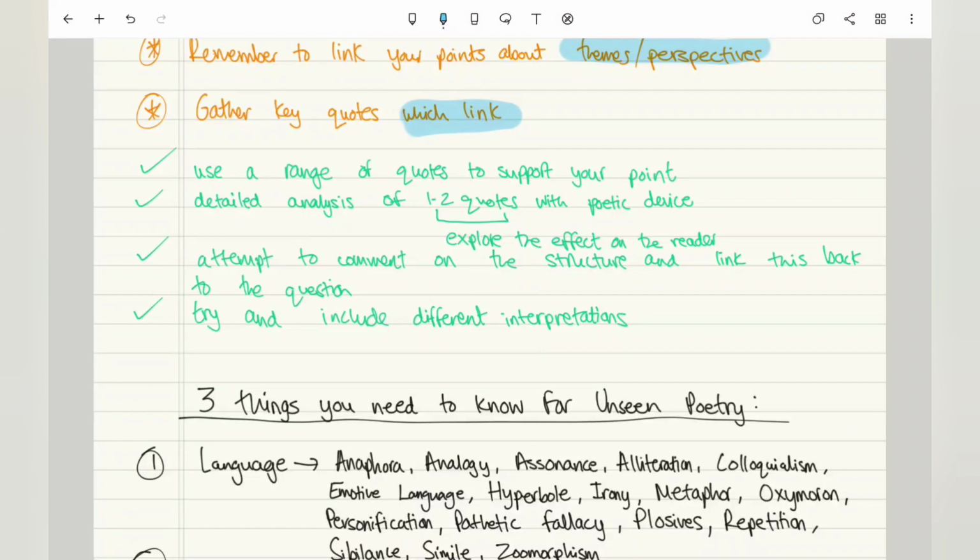Now, what do you need to do for the top marks? In simple terms, use a range of quotes. Okay, so obviously using a variety of quotations to support your point. Detailed analysis of 1 to 2 quotes with poetic device. So try to explore the effect on the reader. And what is the exact effect of using the poetic device? Attempt to comment on the structure and link this back to the question. And try and include 3 different interpretations, because that impresses the examiner and that shows the examiner you have an in-depth understanding of the poem.